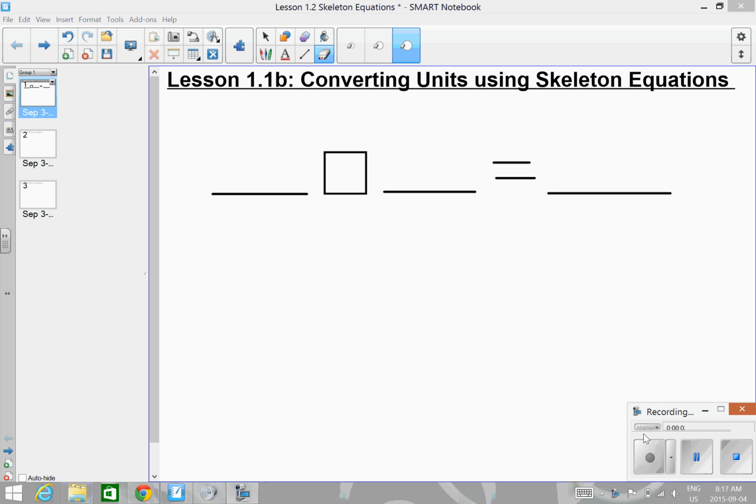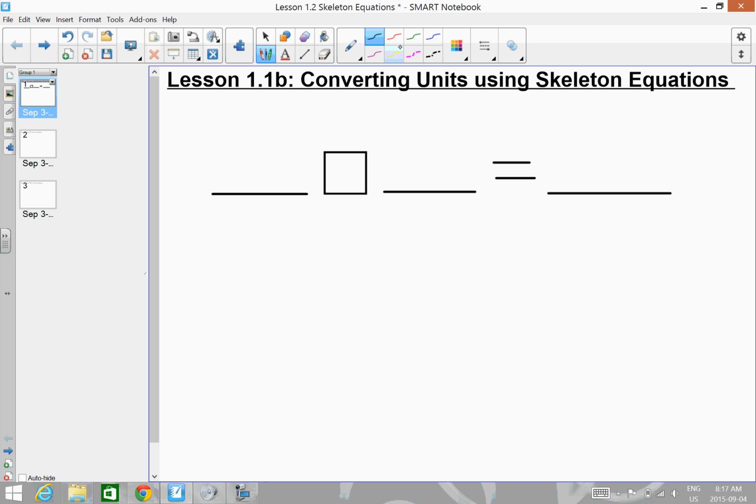Good morning and welcome to lesson 1.1b, which is going to be about converting units using what I call skeleton equations. We call them skeleton equations because, well, it's an equation, you've got an equal sign, but it's missing all the guts, it's missing the numbers. Alright, so let's talk about how to use this thing.